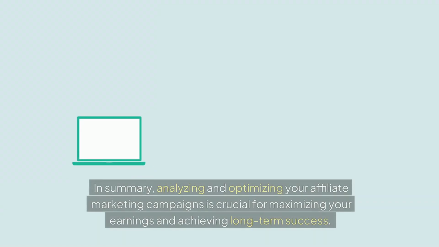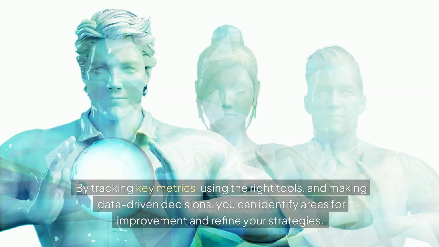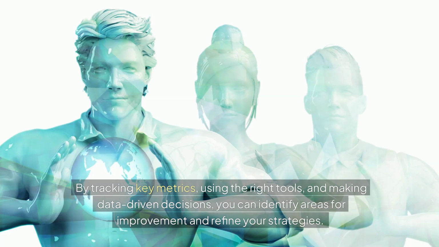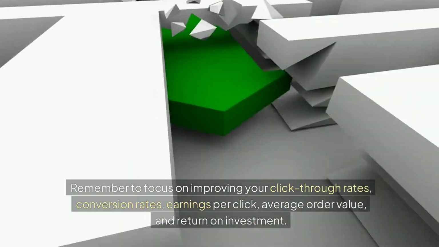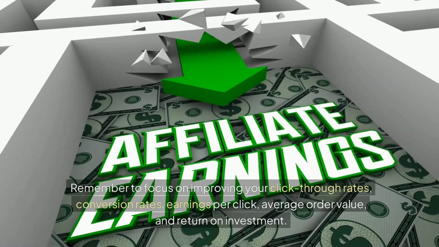In summary, analyzing and optimizing your affiliate marketing campaigns is crucial for maximizing your earnings and achieving long-term success. By tracking key metrics, using the right tools, and making data-driven decisions, you can identify areas for improvement and refine your strategies. Remember to focus on improving your click-through rates, conversion rates, earnings per click, average order value, and return on investment.